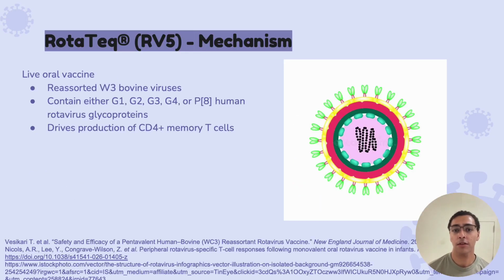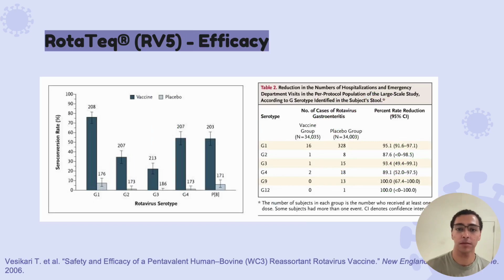And so this is a live oral vaccine that takes advantage of a reassorted WC3 bovine virus, which is a cow rotavirus, non-infectious to people, and it's been engineered to express either G1, G2, G3, G4, or P8 human glycoproteins. And the studies on this show that it does drive production of CD4 memory T cells, showing that it activates the adaptive immune response.